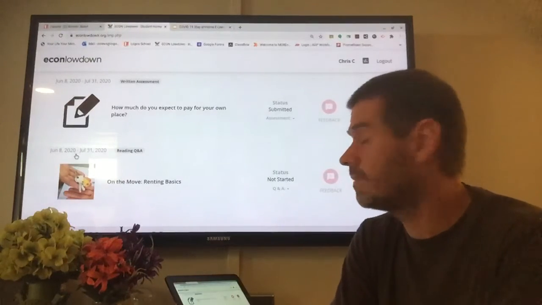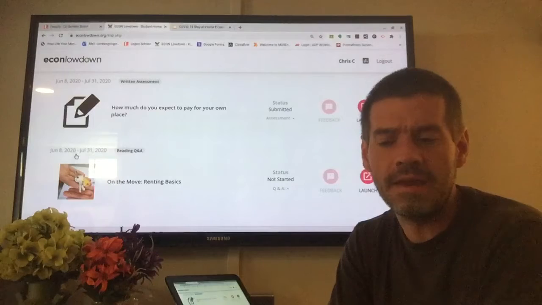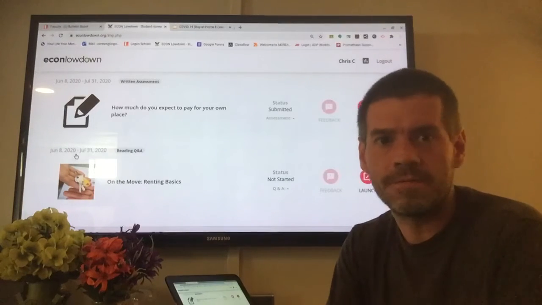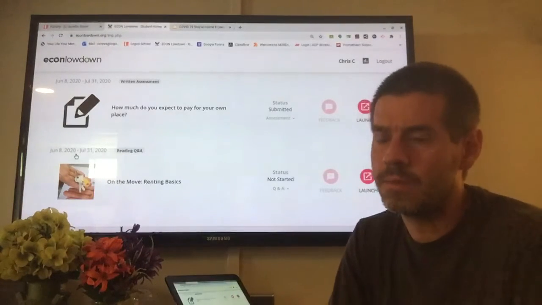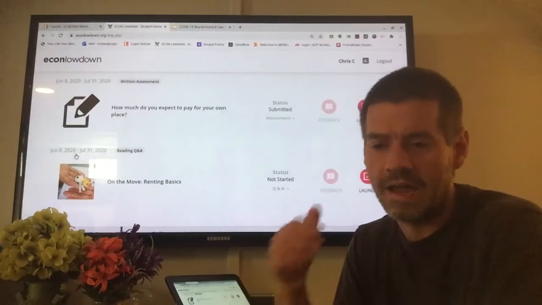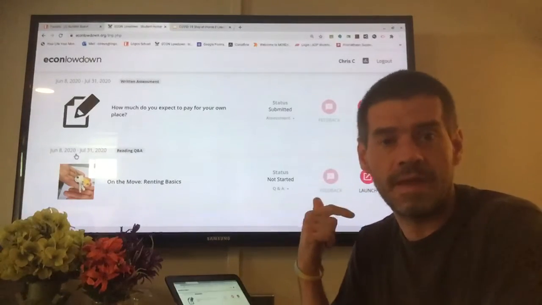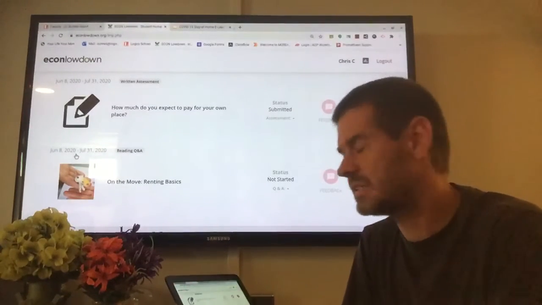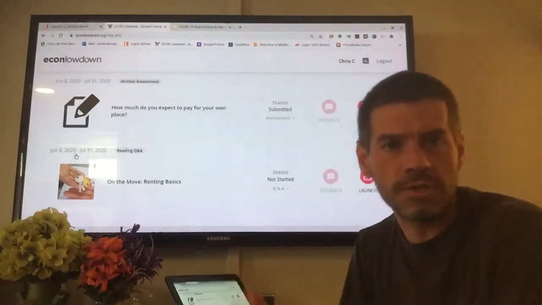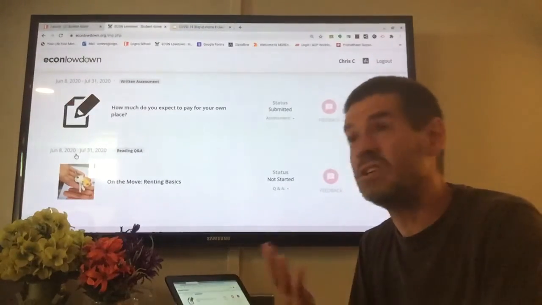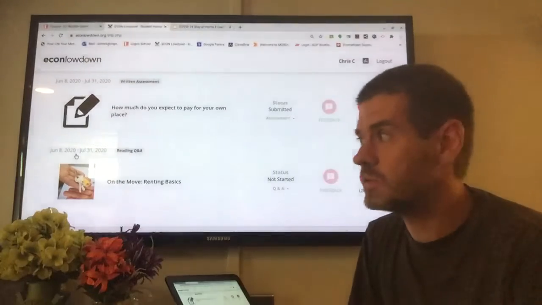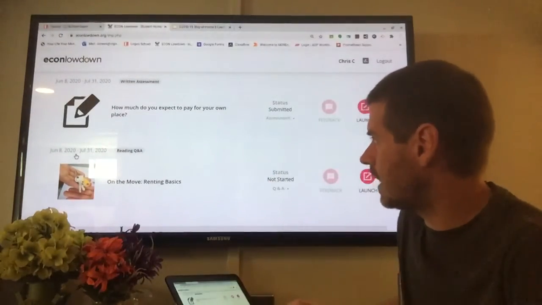And paying for it is the hardest part. Paying the rent, but then also paying for everything else. It's not just the monthly rent payment. It's electricity, water, gas, phone bill, internet, insurance. There's a lot of stuff that goes with having your own place.